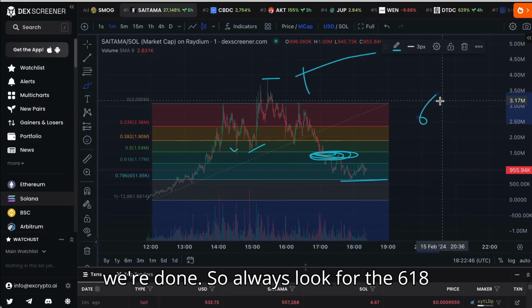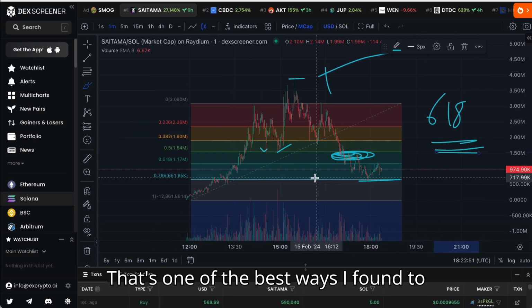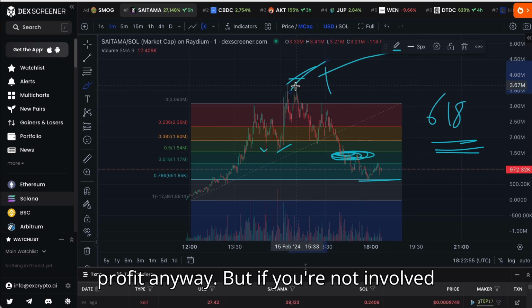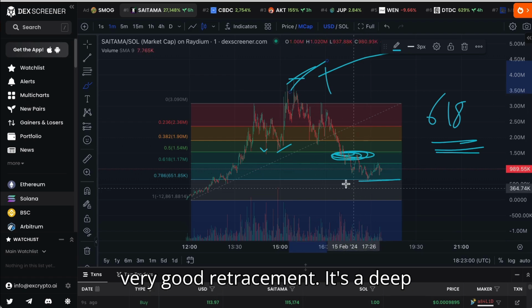So always look for the 618 level in a lot of these meme coins. That's one of the best ways I found to say this is a top. You should be taking profit anyway. But if you're not involved in the collection and you're thinking, all right, let's do a pullback, 618 is a very good retracement. It's a deep retracement.